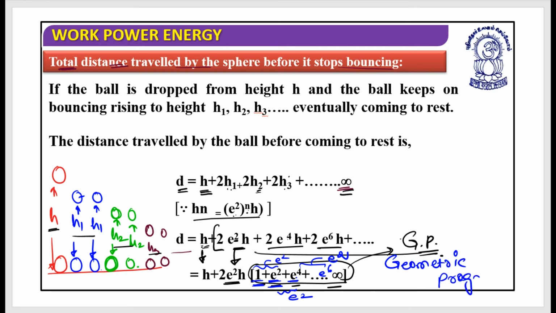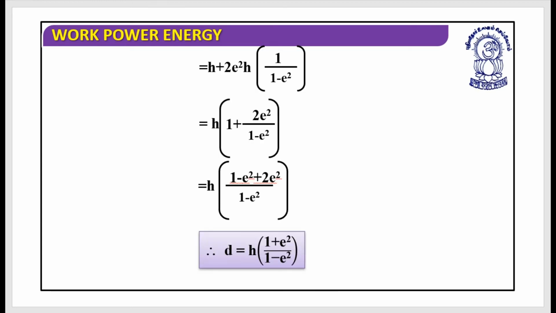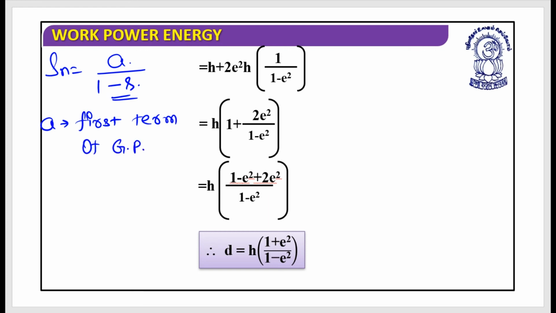So what you need to do is just add this GP. For that you must have the relation for the GP. For an infinite GP, the sum is S equals a upon 1 minus r. I hope you must remember this. If you don't, don't worry, just look at this. The a would be the first term of the GP, and r is the ratio of the second term to the first term.